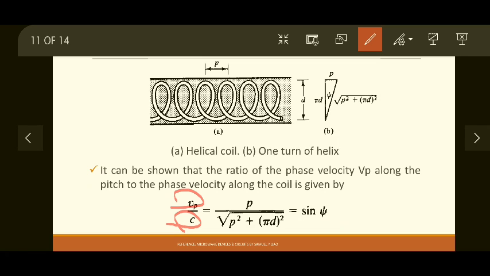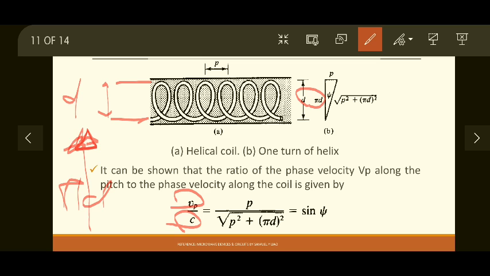Now the diameter of the helix is said to be d. Pi into d is the distance in the circumferential direction. Or this is the total distance. The total distance is given as pi into d. And this distance is given as the pitch, p.